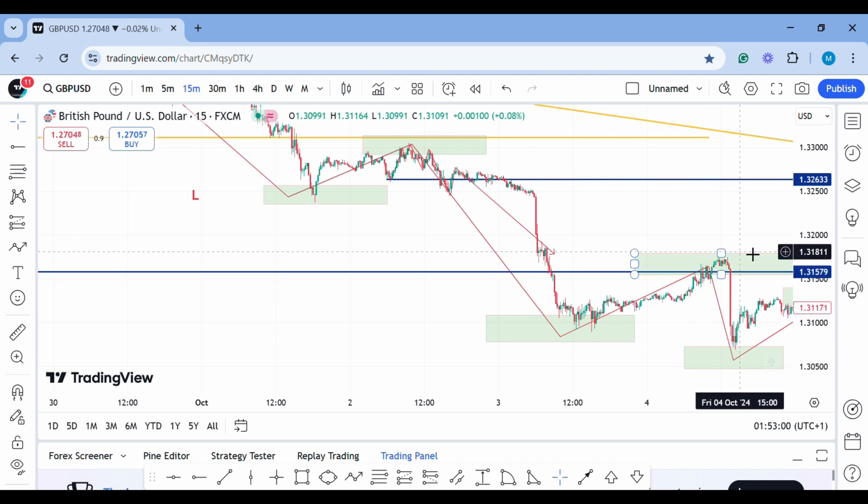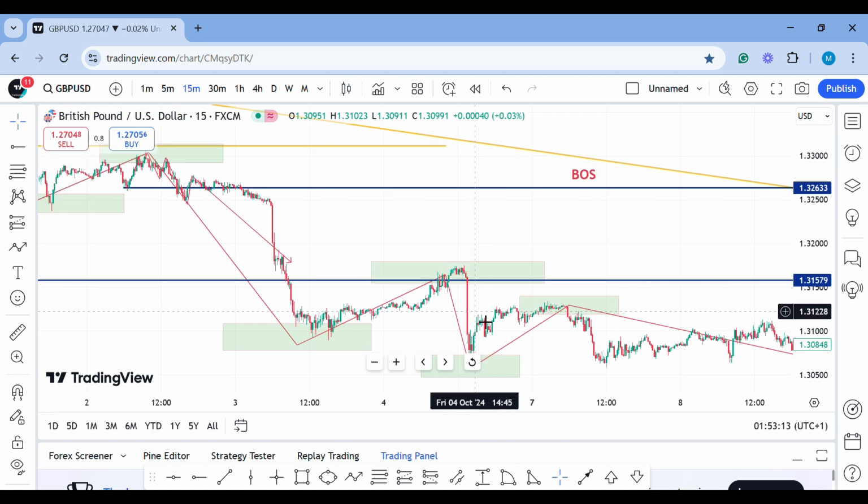I trust you understand it, and as we move on, you will see how to spot an easy entry on these zones, within the zone which you've marked out, how to spot easy entries as we move.